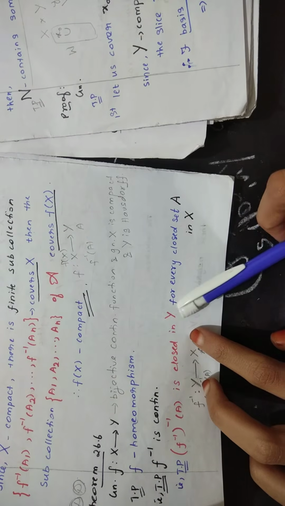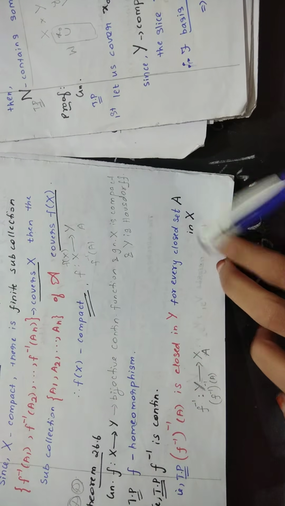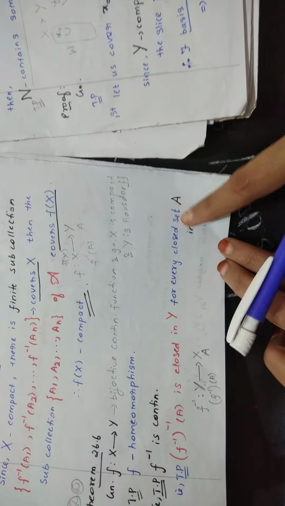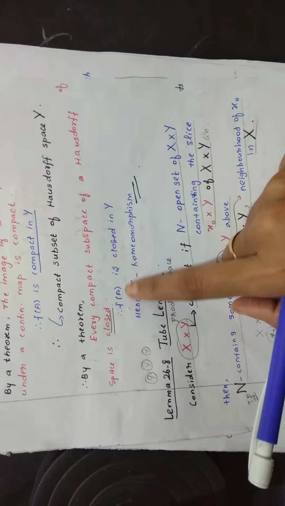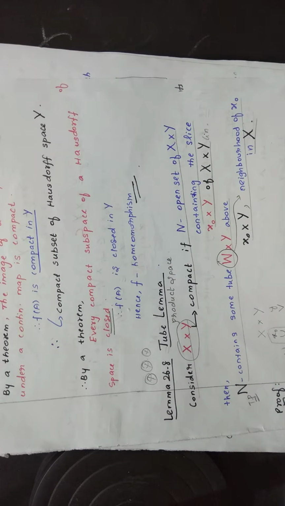Hence, in the line where you said that f inverse of A is closed in Y for every closed set A in X, you took this condition and proved it here. The inverse of f inverse means f of A, as I already told you. So f of A is closed in Y. You got it in this line. So you have proved the condition to say f inverse is continuous. So you can say f is a homeomorphism. Hence the proof.